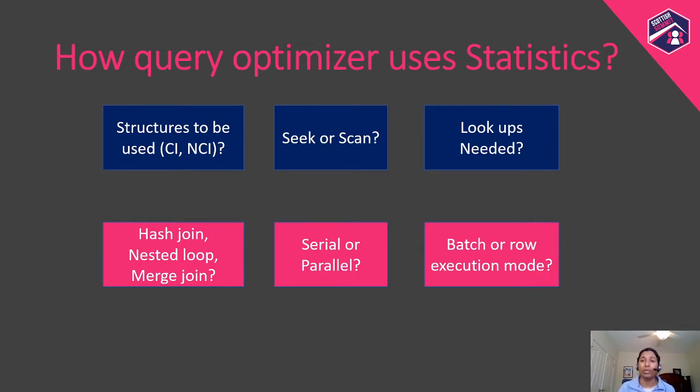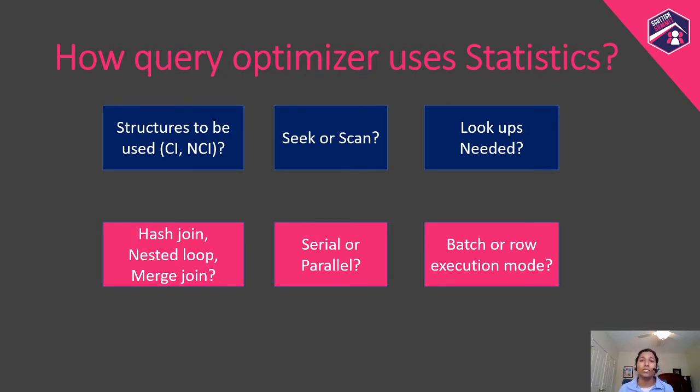So how will the query optimizer use these statistics? The optimizer will use the statistics to determine whether it has to use a clustered index or non-clustered index, whether it has to do a seek or a scan on those indexes, whether lookups are needed, what kind of join we have to use, like hash join, nested loop, or merge join, whether the query has to go serial or parallel, or what kind of execution mode to use, whether batch or row execution mode.